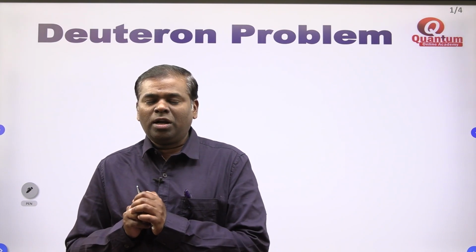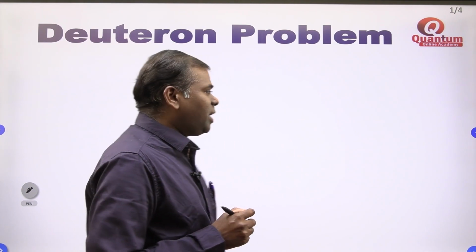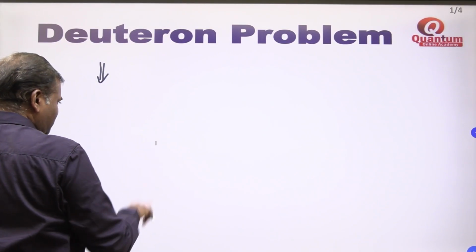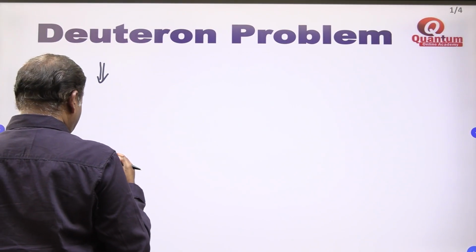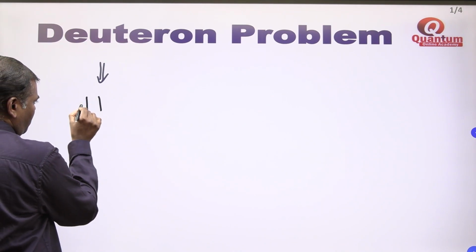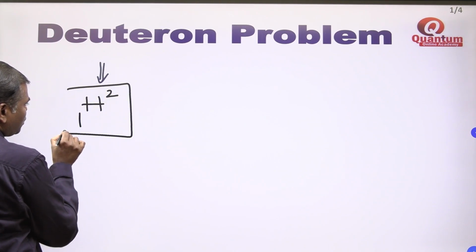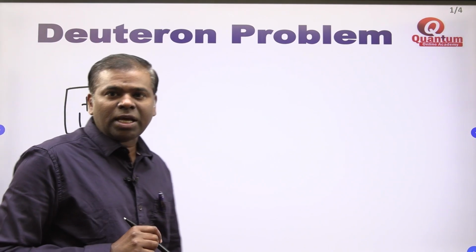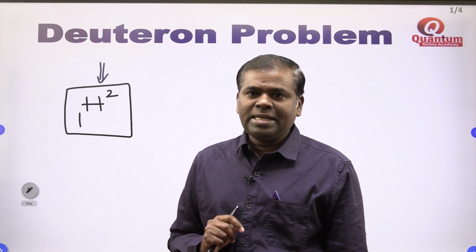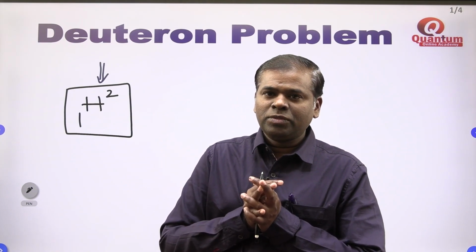What is the Deuteron? It is an isotope of hydrogen, right? What is the chemical composition of the Deuteron? It is an isotope of hydrogen, and the chemical composition is 1H2. 1H2 is the Deuteron.